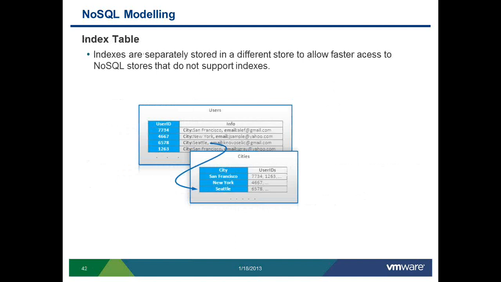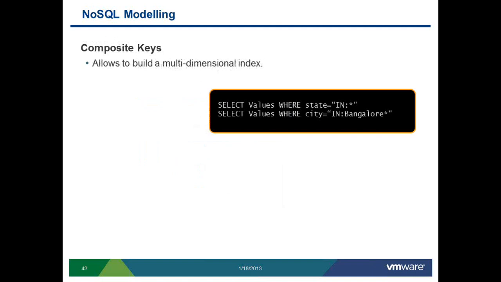And then one of the typical scenarios is that most of the NoSQL data stores will not support indexing. Indexing helps quicker access to the data. So in this case, we maintain a separate indexing table in a different NoSQL store, and this can allow us to do a faster access of the data. And then one of the most common use cases in a key value store or any other NoSQL store is the composite keys. That will help us to do a multi-dimensional query.